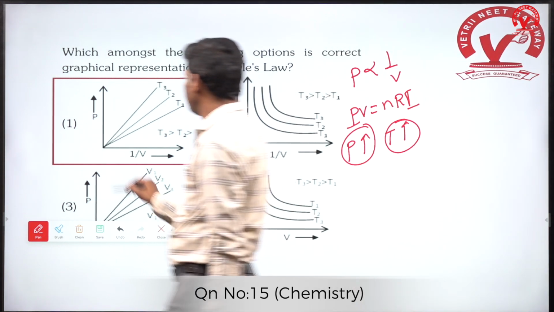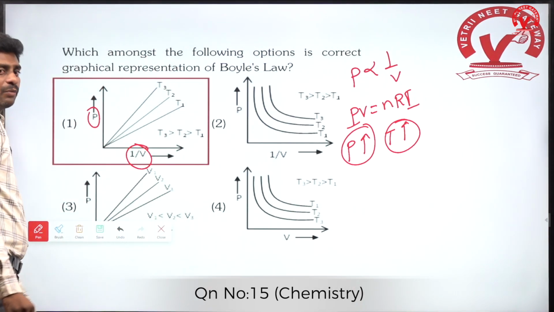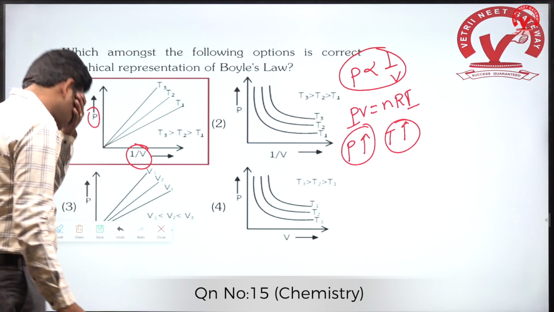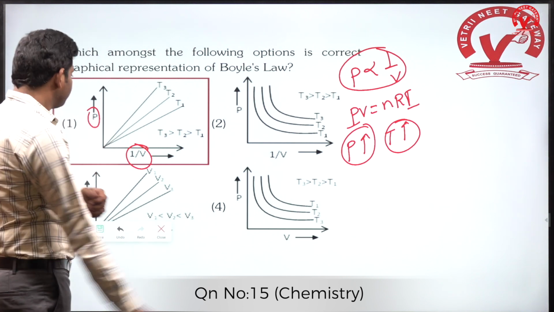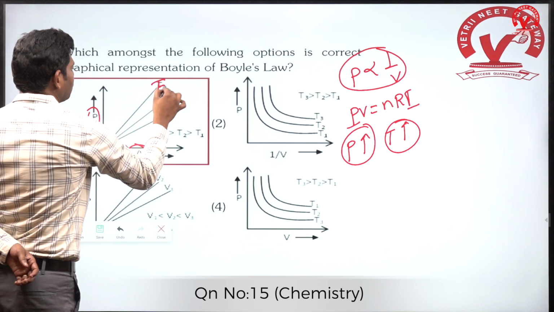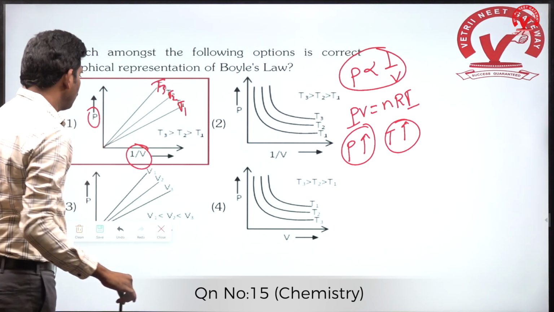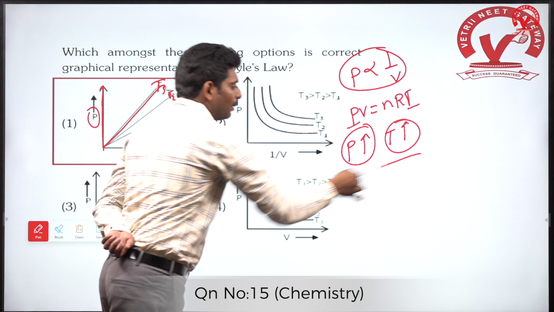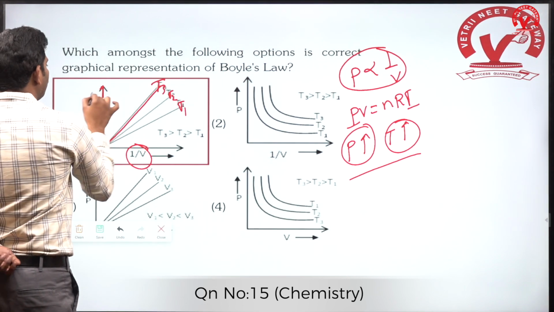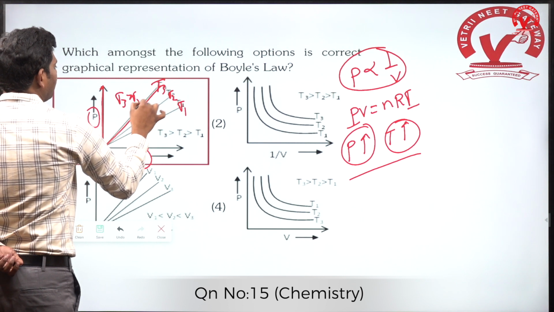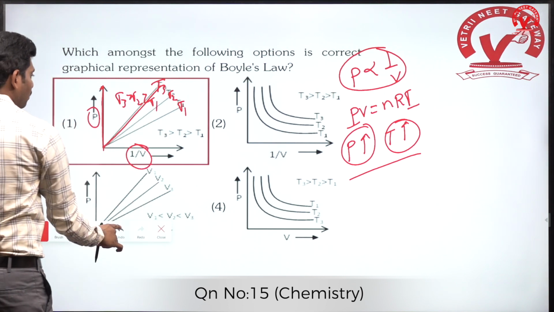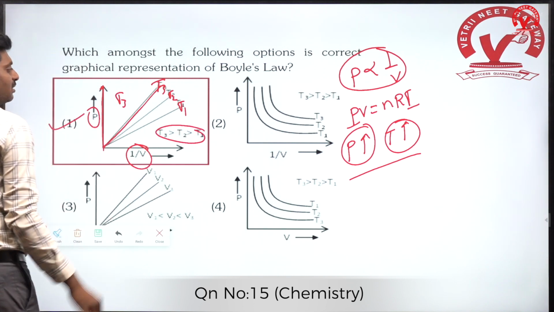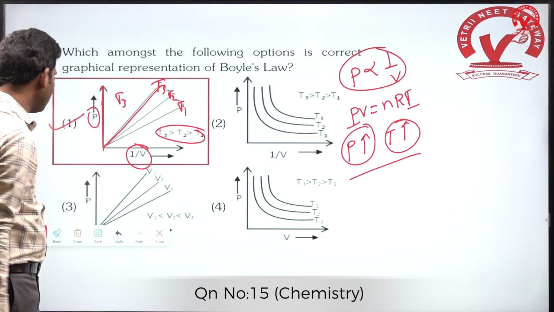So now if you draw the graph between pressure and 1 by V, that is enough for Boyle's law equation. P versus 1 by V. So here it is given T3, T2, T1. If pressure increases, temperature also increases. So T3 greater than T2 greater than T1. So option 1 is the correct one from the ideal gas equation and Boyle's law.